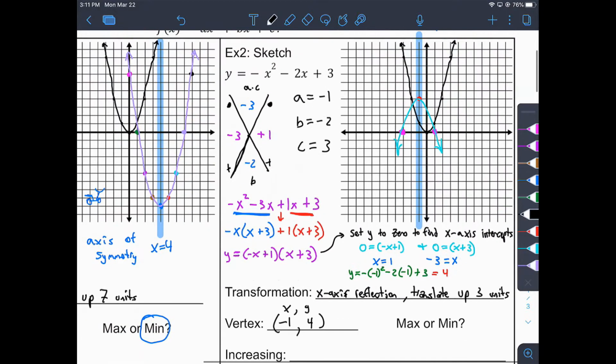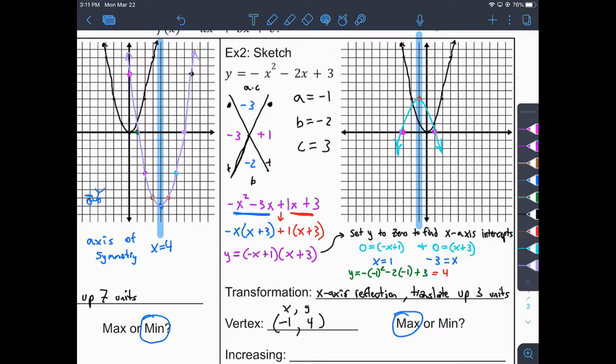Now, based on our position, is it a maximum or a minimum? Well, if the graph keeps going down, then when I get to that position of the vertex, it's really a maximum because then I start going down again on the other side. So it is a maximum.